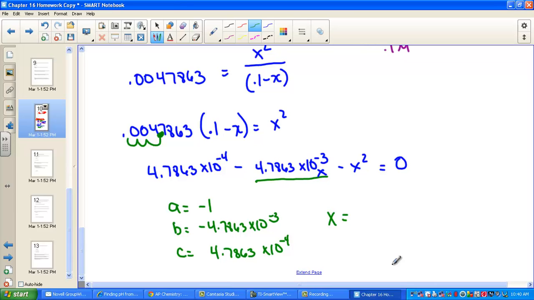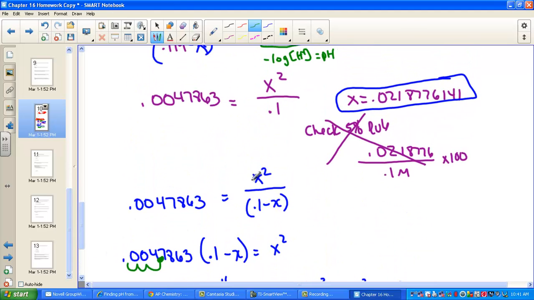So programs, quad. The value of A, I type in negative 1. The value of B, negative 4.7863 E negative 3, and for the value of C, 4.7863 E negative 4. Notice that's positive on that value of C. The values for x I get: one is negative, we know to toss that out. The other is 0.01961496, and again we can carry all those decimals.